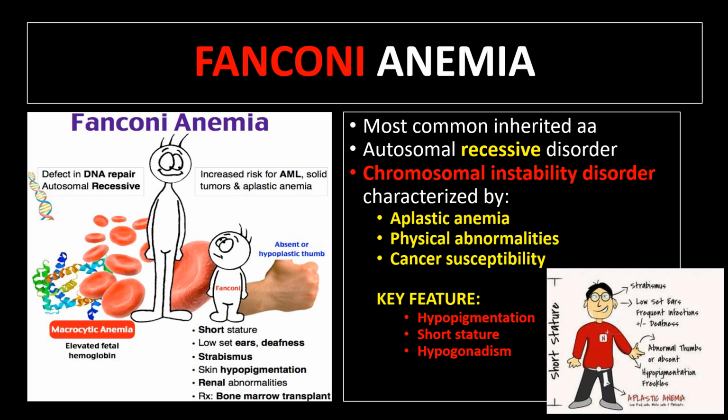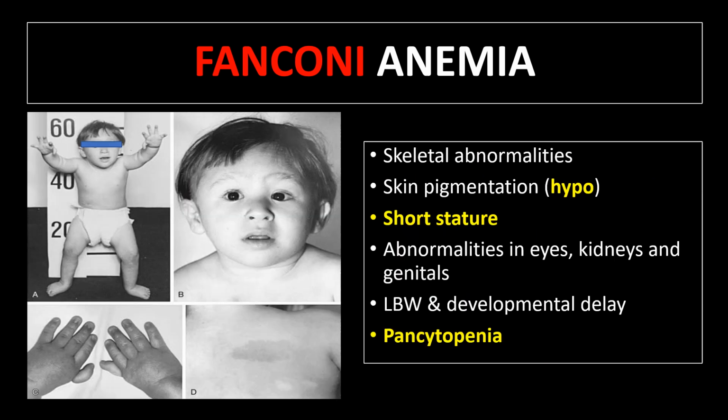So take note of the key features: hypopigmentation, short stature, and hypogonadism in the presence of aplastic anemia, and increased risk for cancer susceptibility, so AML, solid tumors, and other cancer entities. This slide shows the manifestation of Fanconi anemia, in which physical malformations may be present at birth, since this is an inherited type of aplastic anemia. Hematologic abnormalities may not appear until older childhood or adulthood.